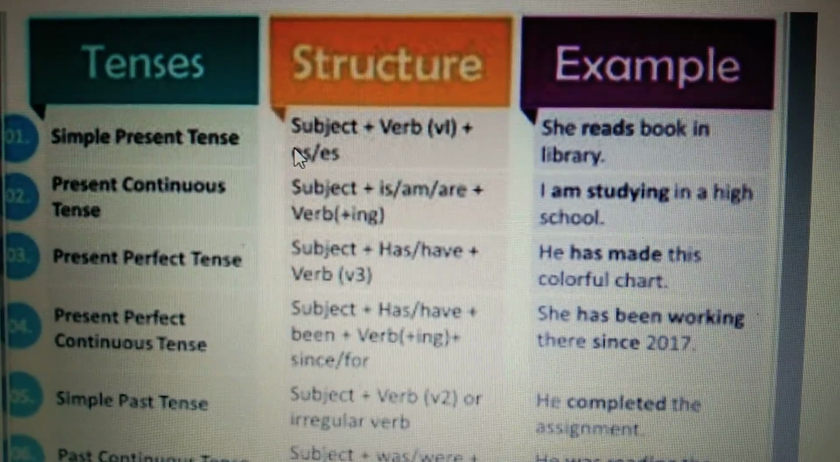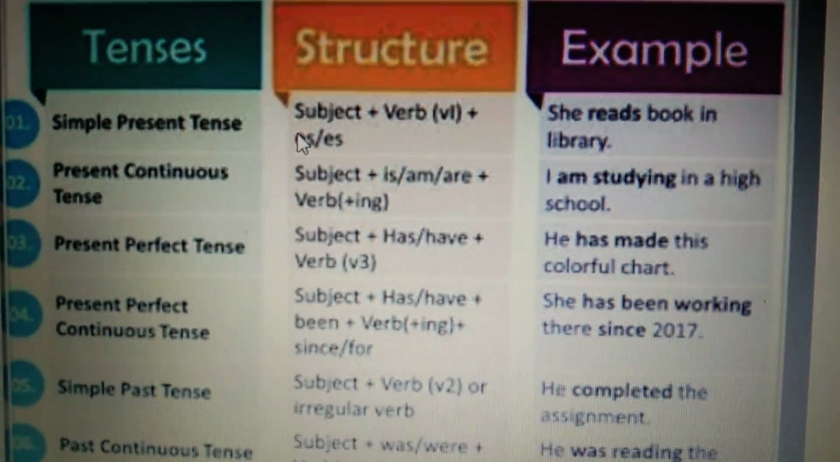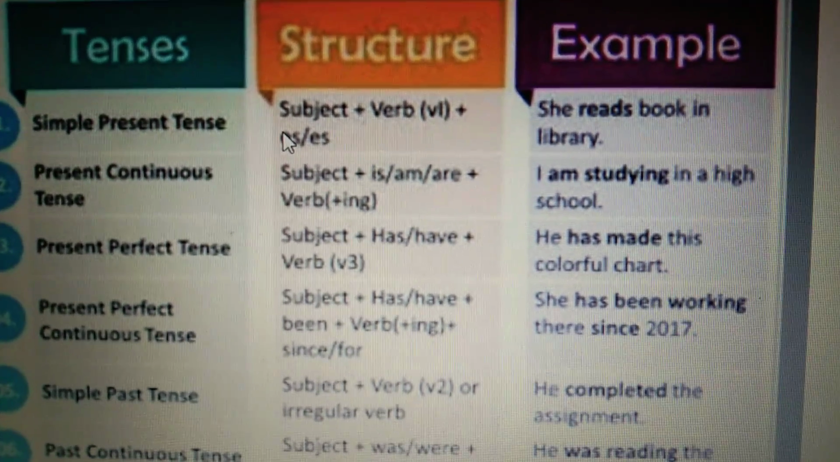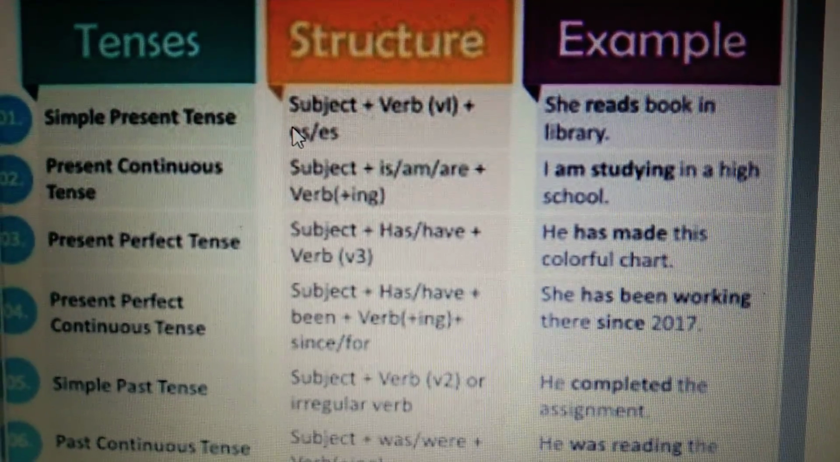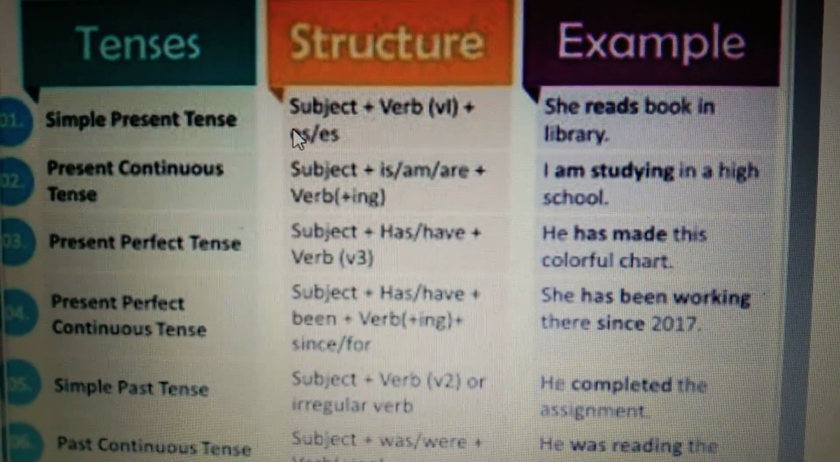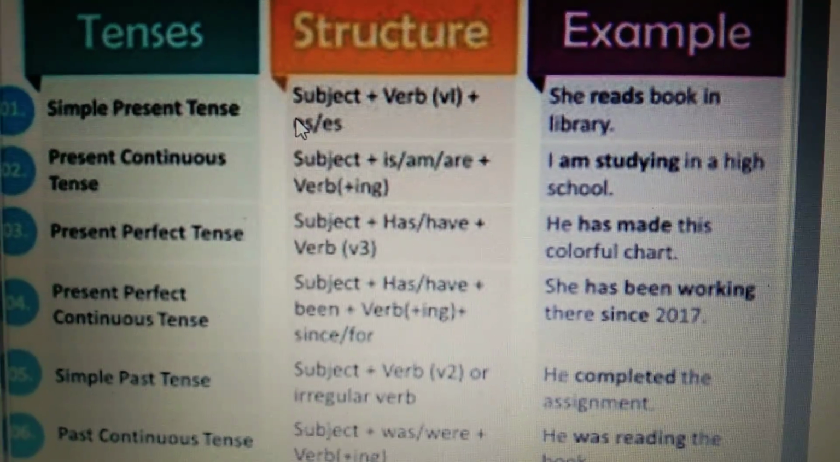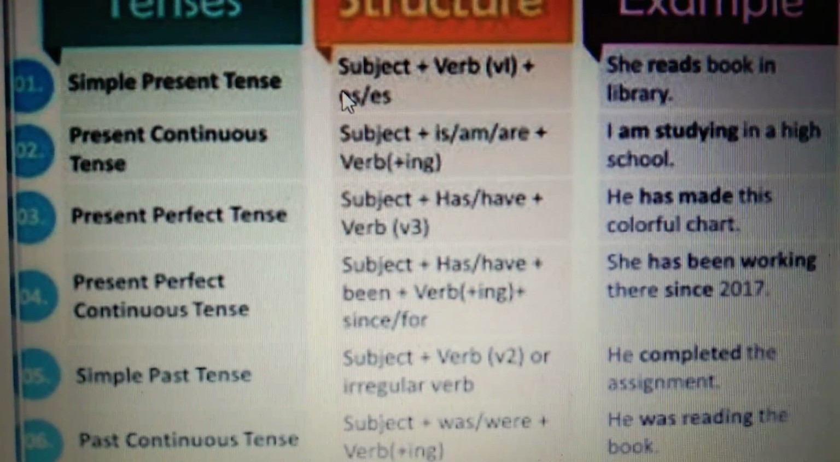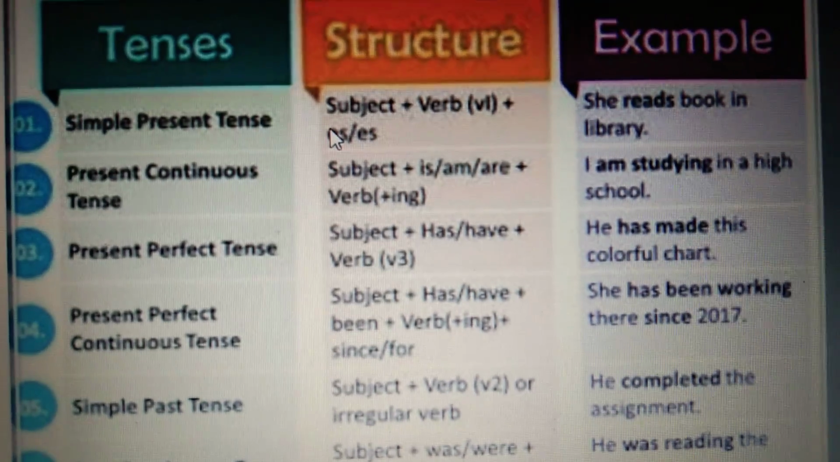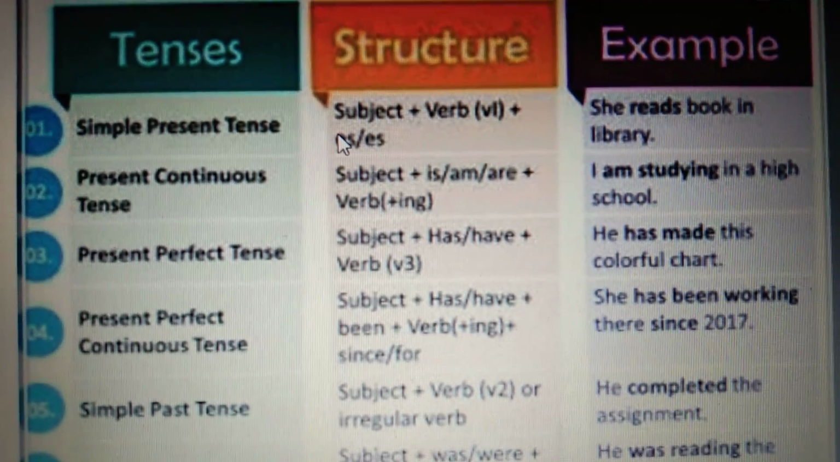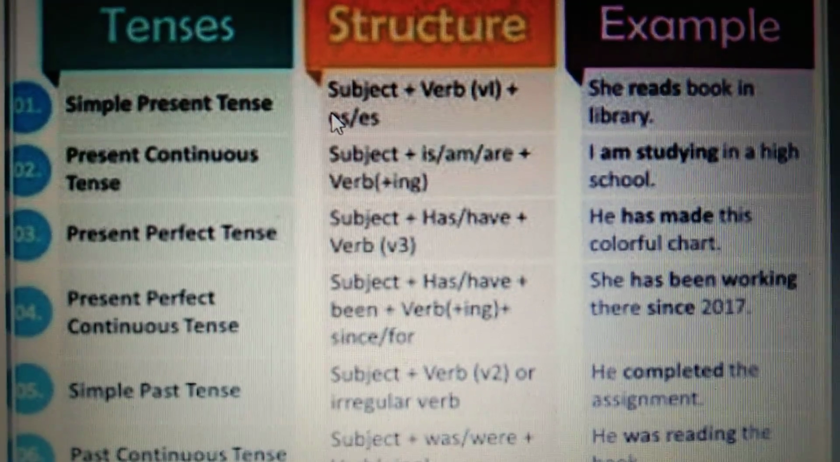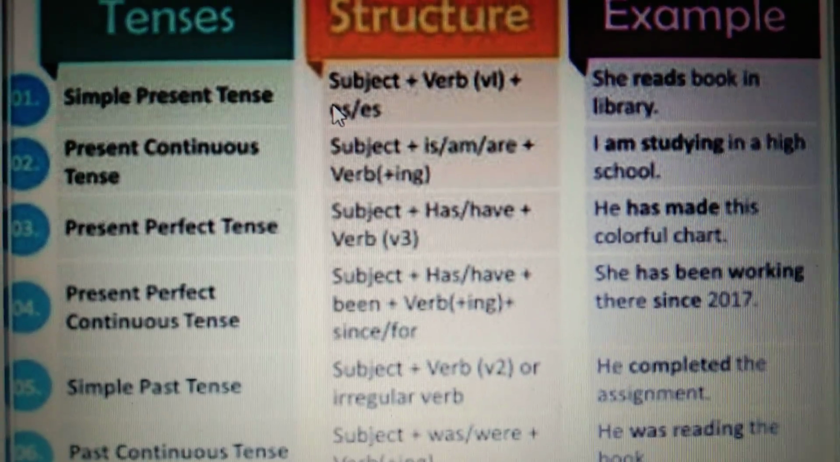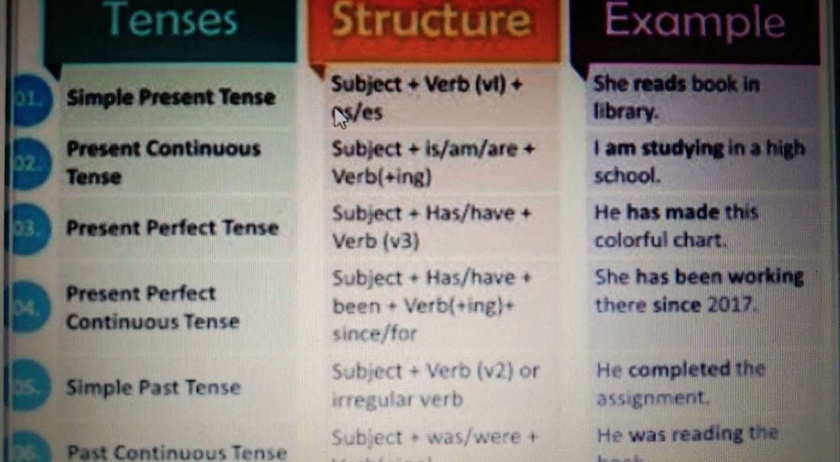If we want to make an interrogative sentence, then we use do or does at the beginning of the sentence. And if a sentence begins with interrogative words, why, what, where, which, then they are written at the beginning of the sentence, and do and does are written after these words. But no helping verb is used after who.